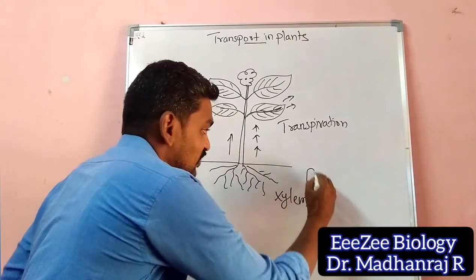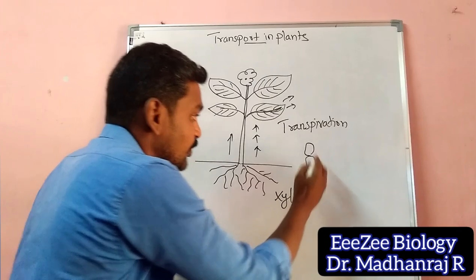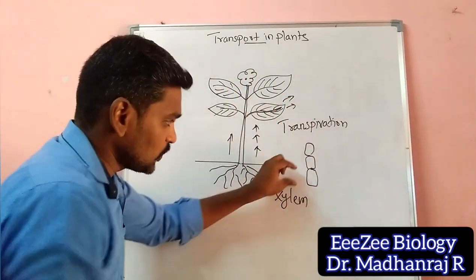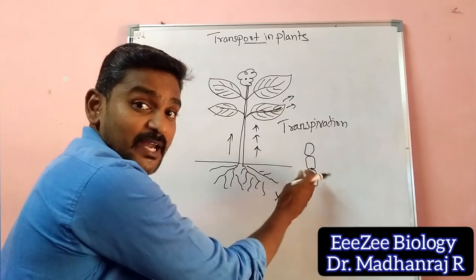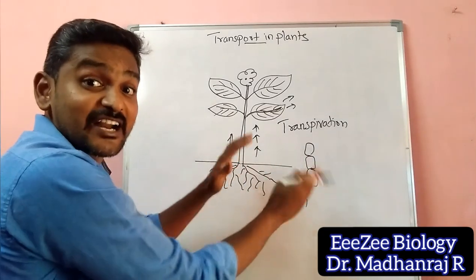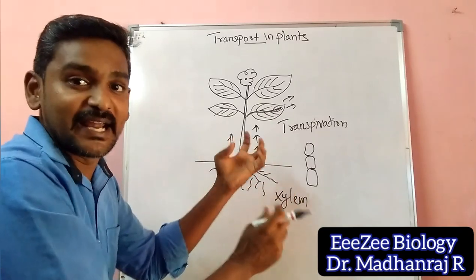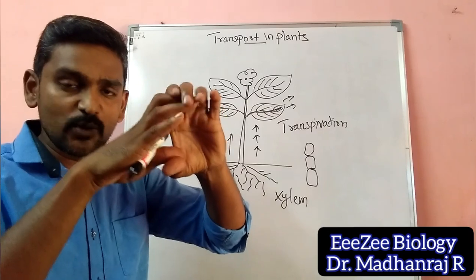For example, this is the first cell which is in contact with the soil, and this is the second cell. The cells will be going like a tube-like channel, right? So the pressure, the concentration gradient, will be different inside the cell and outside the cell. Based on the concentration gradient, some pressure will be created. When more quantity is present inside here, some pressure will be created, right?